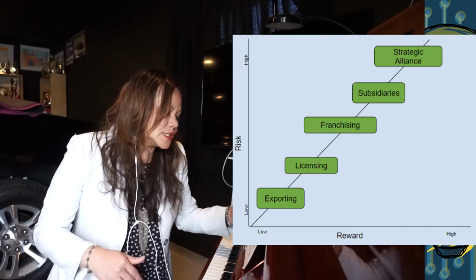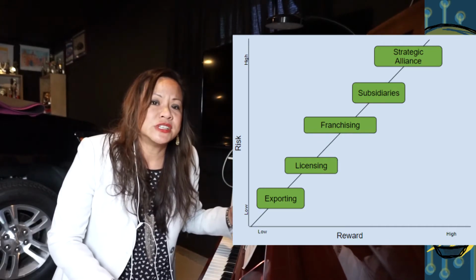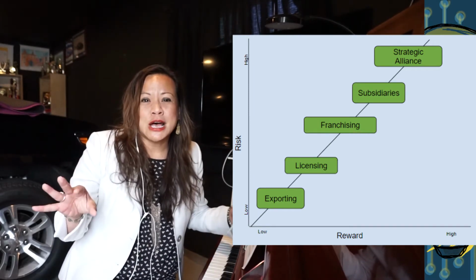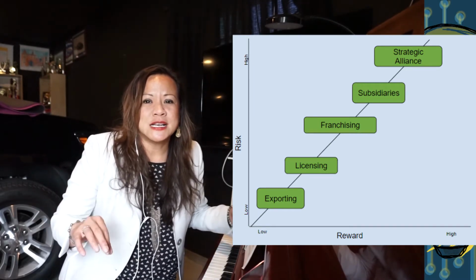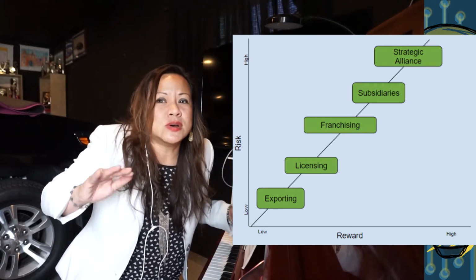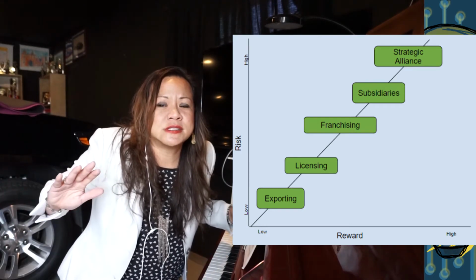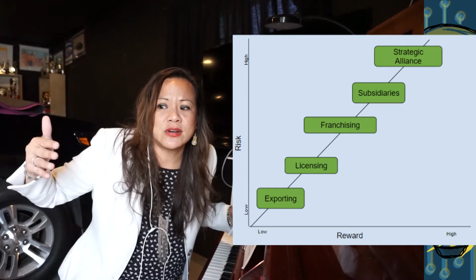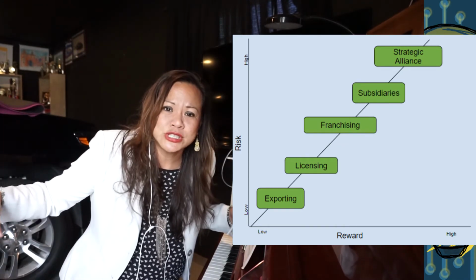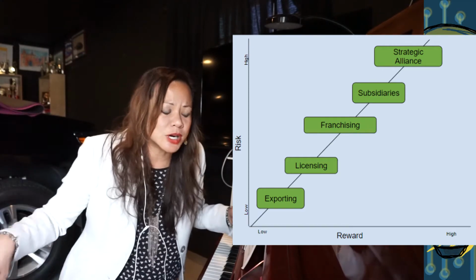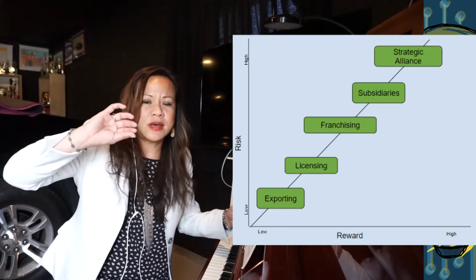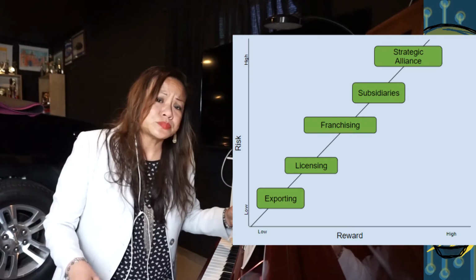So the low risk, low reward mode of entry is exporting. Now exporting, just in a nutshell, it's low risk because you don't even operate in that country. You're seriously just exporting the products. You're sending them overseas. Someone else takes title and ownership in a different country, and they do all the sales and marketing over there. Not as much reward. You're making a smaller margin maybe.